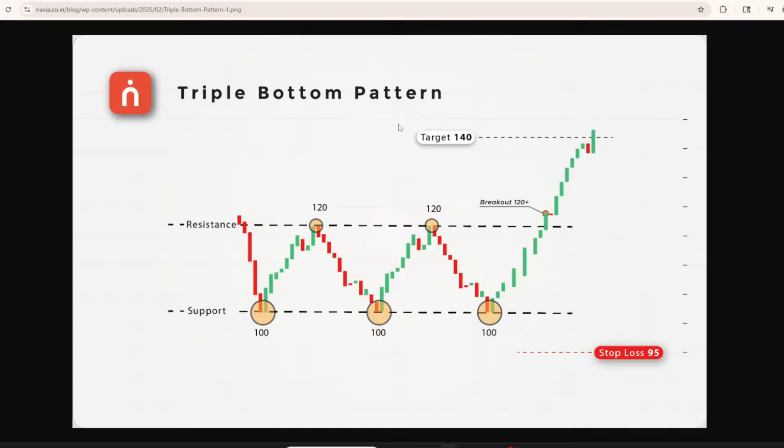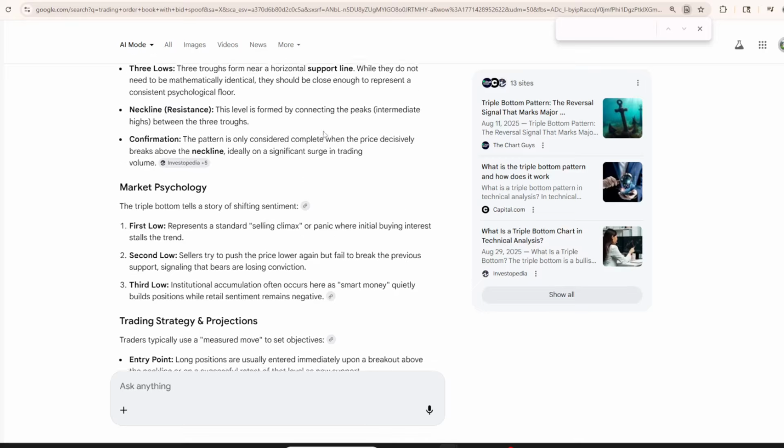But here's the triple bottom. Okay, you can pause again and read this on your own time.